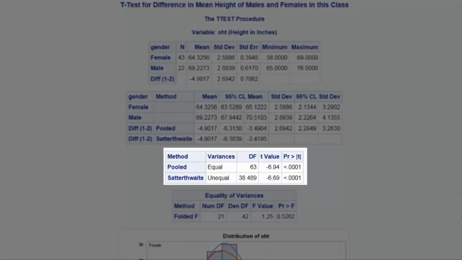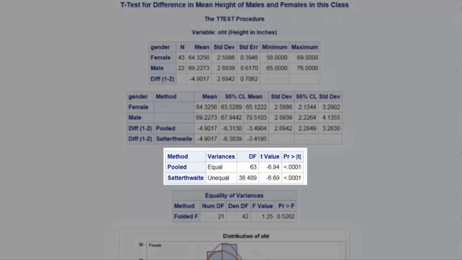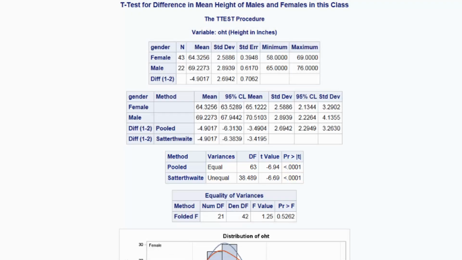Okay, now we move up to the third table. This is where we can see the results of our primary hypothesis test of interest, whether mean height differs by gender. And because we just determined that the variances are likely equal, we'll use the p-value derived from the pooled method for our hypothesis test. However, had we found evidence of unequal variance, we could have moved forward with our analysis using the p-value derived from the Satterthwaite method. As you can see, in this case the conclusions we make are identical regardless of which method is used.